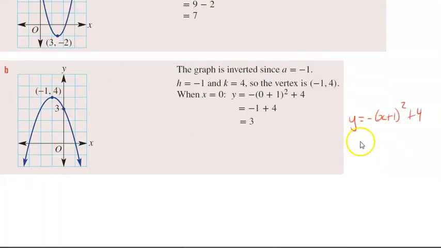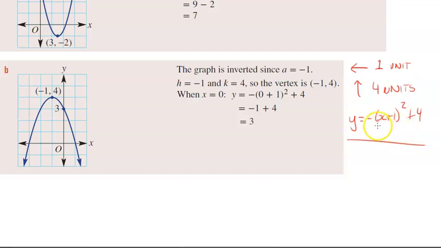The last one here, I've just written the equation here. y is equal to negative (x plus 1) all in brackets squared plus 4. So firstly, this is inverted, so this is flipped around from your normal parabola. The second thing is that we are moving to the left 1 unit, because this is a plus, and we're getting shifted up 4 units, because this is a positive.